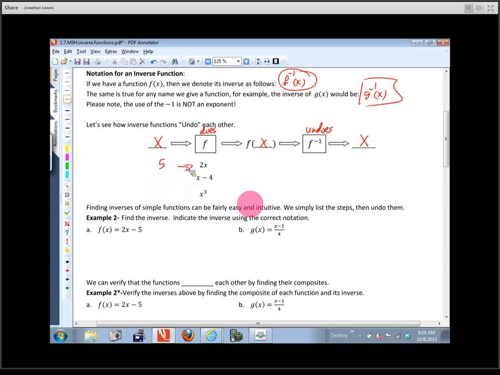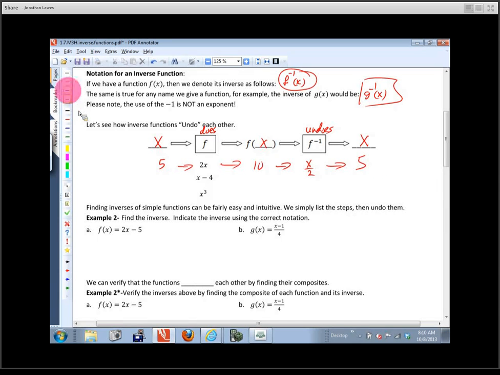If I plug a 5 into the function 2x, what comes out? 10. Okay, what would its inverse be? What would the inverse of timesing by 2 be? Dividing by 2. So its inverse would be dividing by 2. And what happens if I plug a 10 into x over 2? I end up with 5, right? So I started out with 5, did something to it, then undid that, and I end up right back at 5. Okay? So those are inverses of each other.